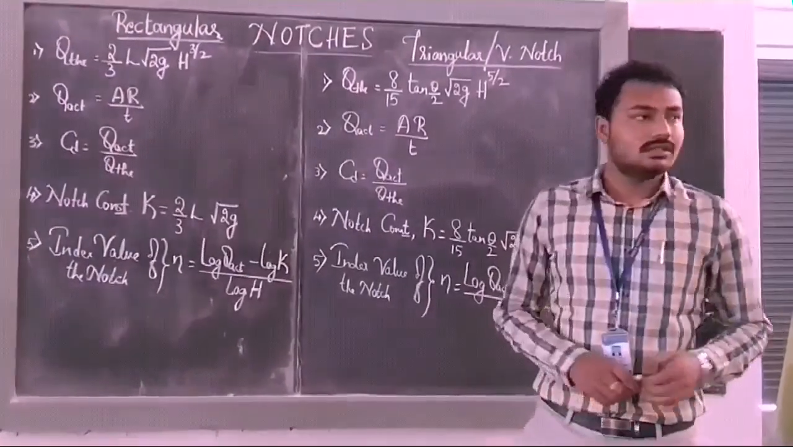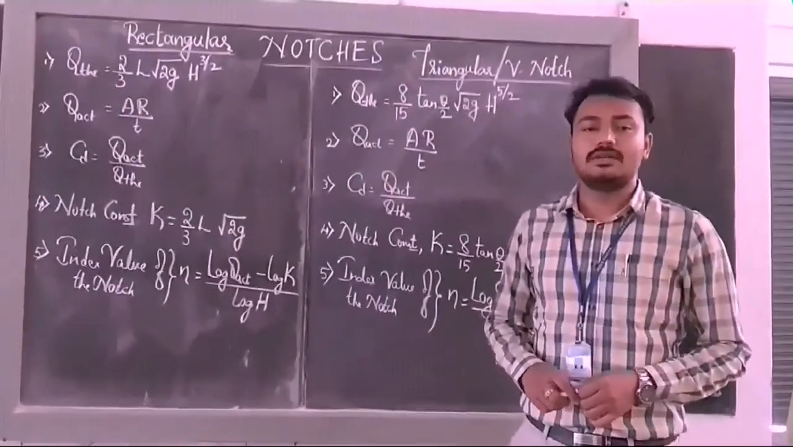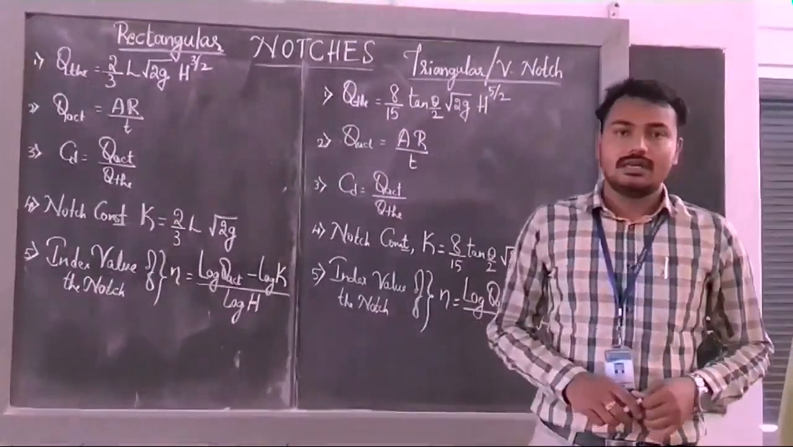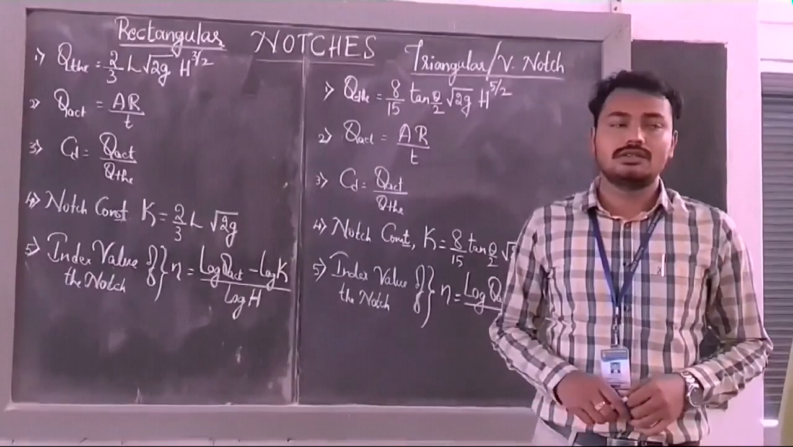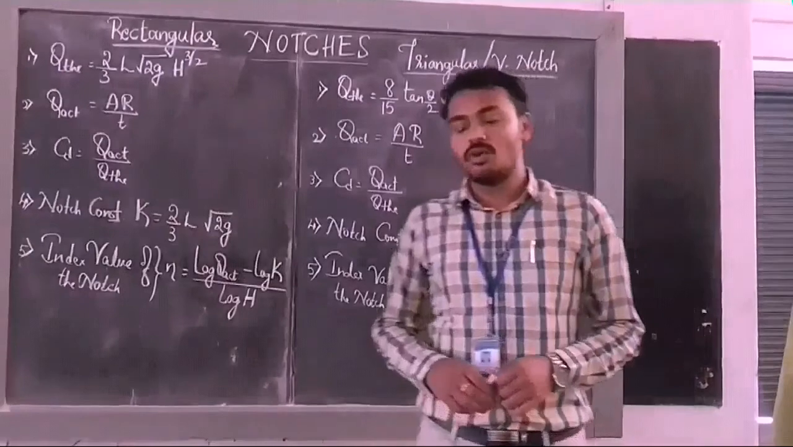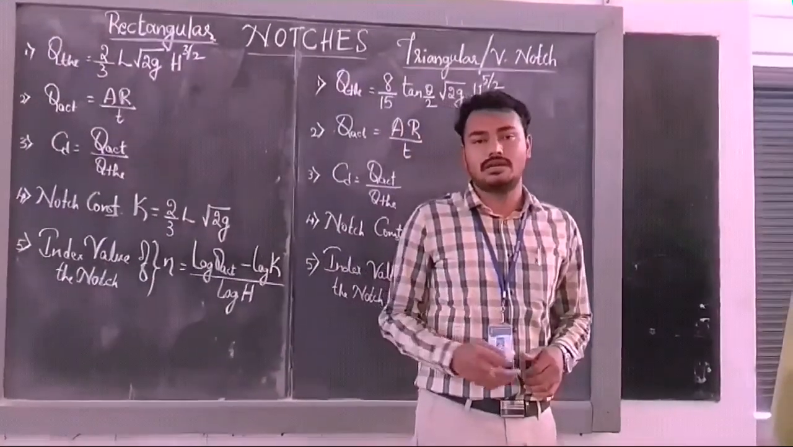Today we shall discuss the experiment on calibration of notches. As far as notches experiments are concerned, here we have one, a rectangular notch, and the second one, the triangular notch. When it comes to notches, what do you mean by notches? First we have to define it.